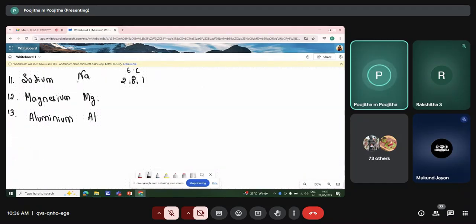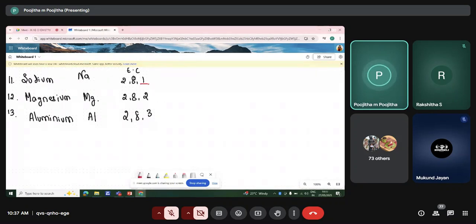So sodium atomic number is 11, so the electronic configuration is 2, 8, 1. The L shell maximum capacity is 8, so the next electron enters the next shell. Similarly, magnesium electronic configuration is 2, 8, 2. Aluminium electronic configuration is 2, 8, 3.